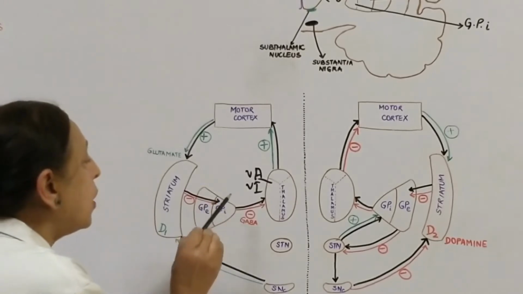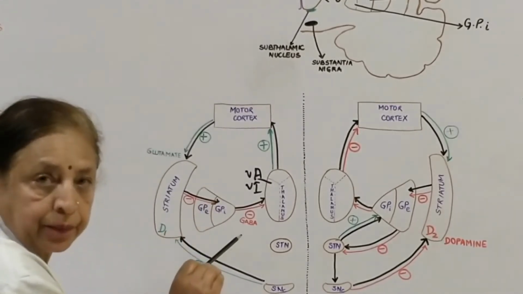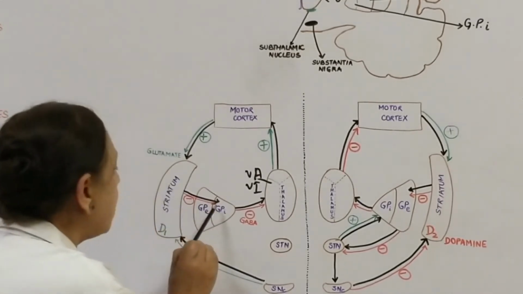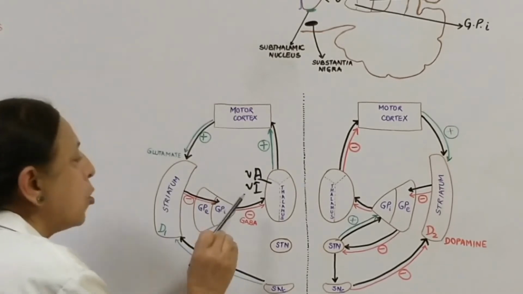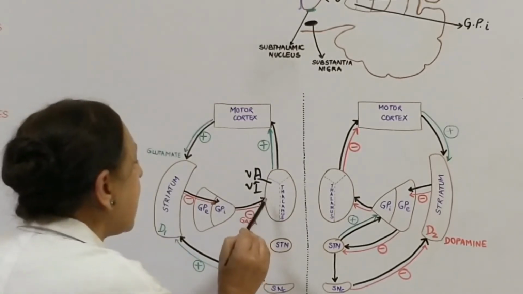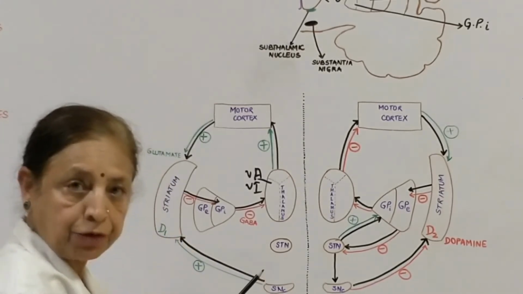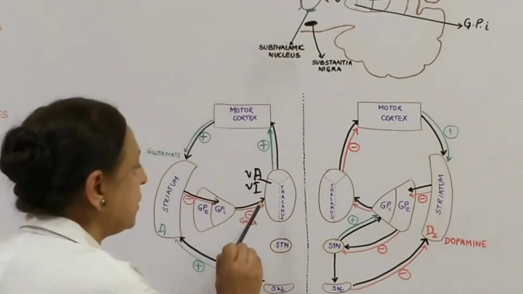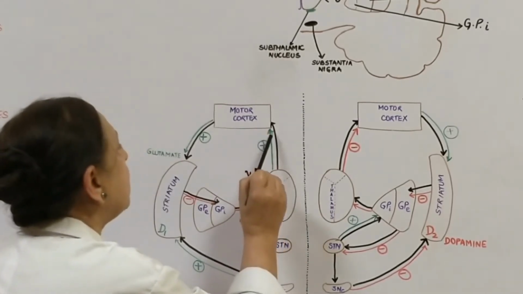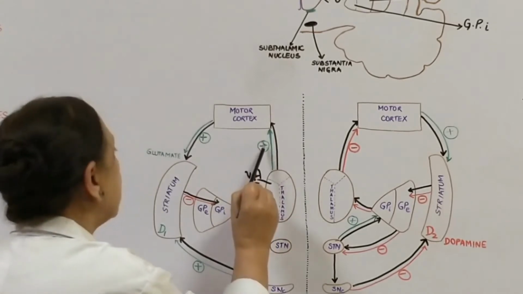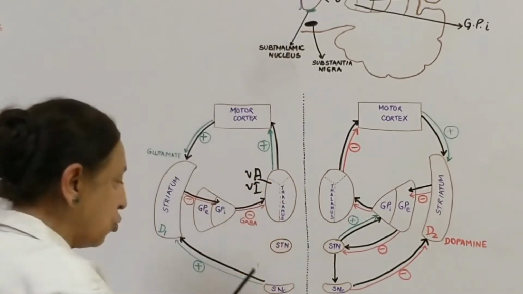What does it have to do? It has to inhibit the globus pallidus internum. So this GABA will inhibit the globus pallidus internum, which in turn, what will happen? There will be disinhibition of the thalamus. The thalamus which was inhibited before will get disinhibited now, and from here this loop will be completed, going back to the motor cortex, releasing the glutamate. So this is what is going to bring about a movement.